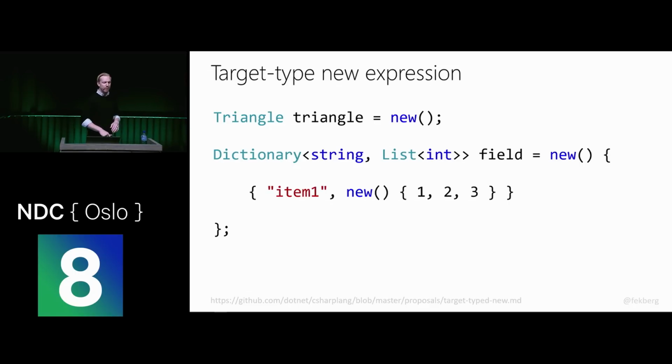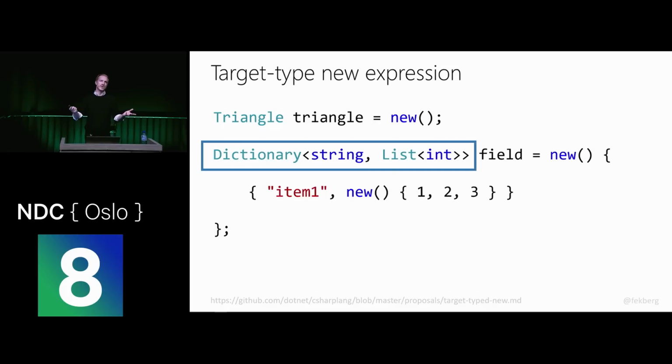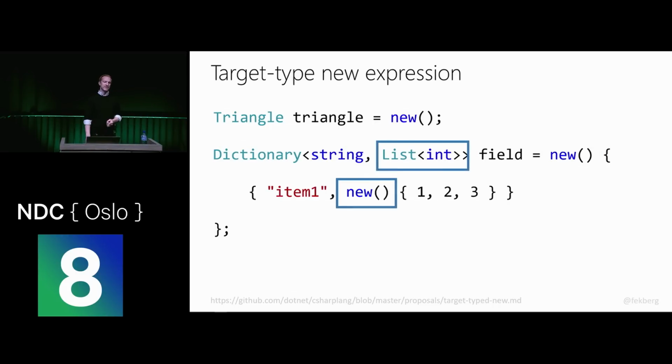Now, target type new expressions, it's a pretty small feature. Instead of writing var triangle is equal to new triangle, we can now say triangle triangle is equal to new. This here, I believe, required a runtime change. But what's interesting with this is that in the case of a dictionary, we've all kind of hated to create instances of things like dictionaries or things that are really long. In this case here, it just infers that this is going to be a list of integers if we use that in the nested context, right? So that's pretty cool. It just makes it a little bit nicer when we write our code. So I think it's a good addition.